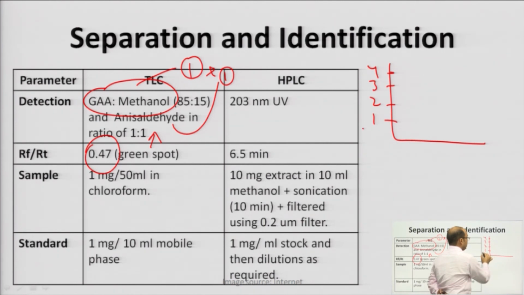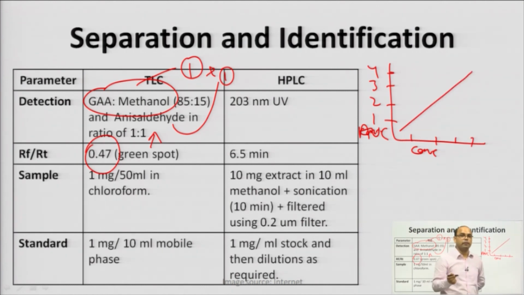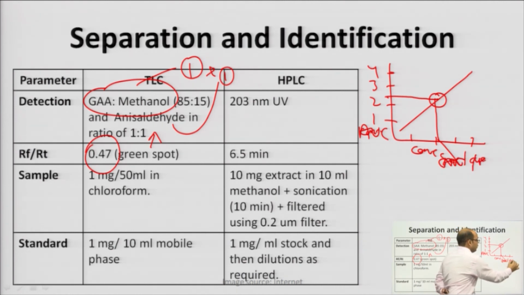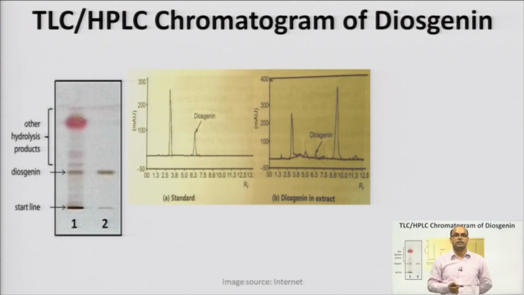These are the concentration, and this is the area under the curve, and this is the concentration. So, you get a curve, and when you inject your sample you get a value of area under the curve, and on the basis of the area under the curve value you can detect the exact quantity of your drug in the sample. So, this is the HPLC analysis of your Diosgenin in the sample.